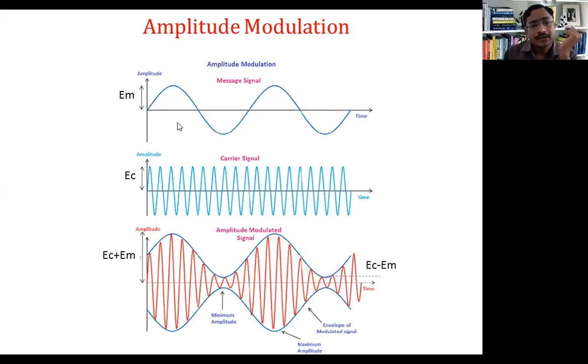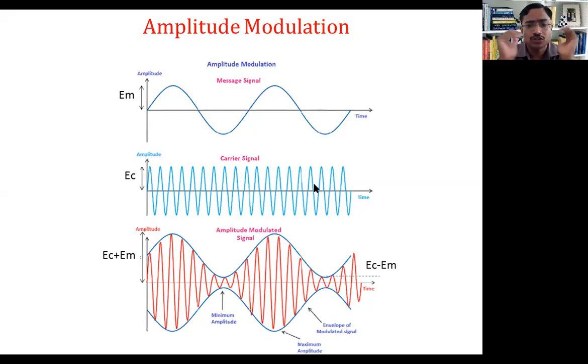Now this is the low frequency signal, because within 1 unit we have only 1 cycle, and here we have 10 cycles. So the second thing is the carrier signal. EC is the amplitude of the carrier signal. This is a high frequency signal. Now this wave is superimposed on this high frequency carrier signal.